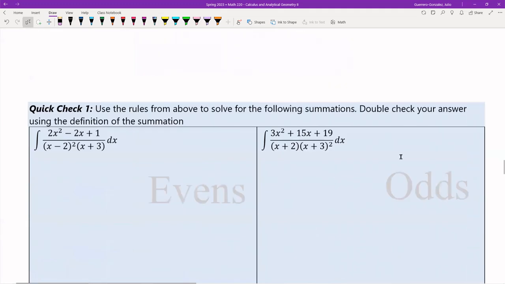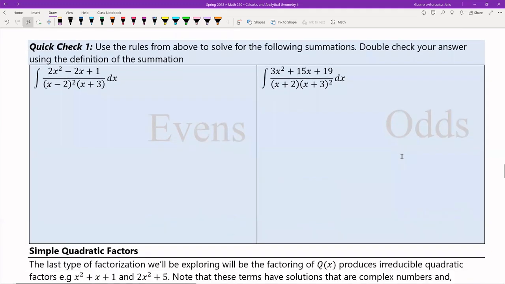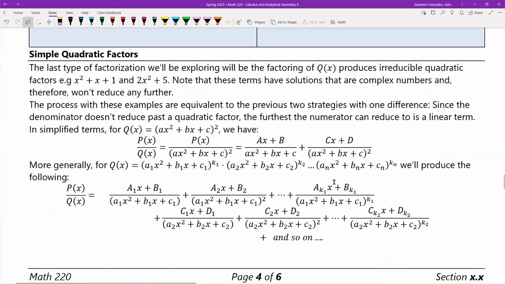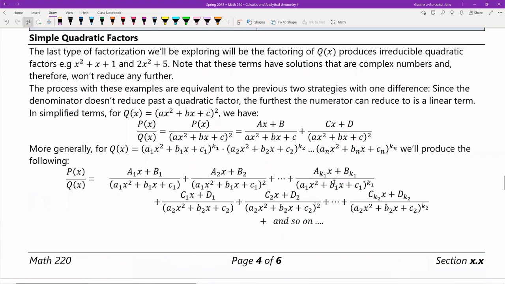Okay, the next ones are the same type of deal. Notice that we can't do u substitution for either one of these, so we have to do the partial fraction decomposition. I want you to try them out. Make sure you're double checking your numbers and your process. Okay, moving on. Simple quadratic factors.